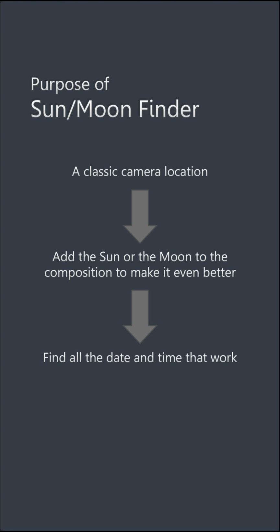What this tool does is it allows you to easily find all the dates and times when the sun or the moon will appear in your composition, including the exact spot where you want it to be. Simply speaking, it's a tool that allows you to go from a known location to a specific date for your plan. It's for when you know a good camera location and you want to find a date that works.